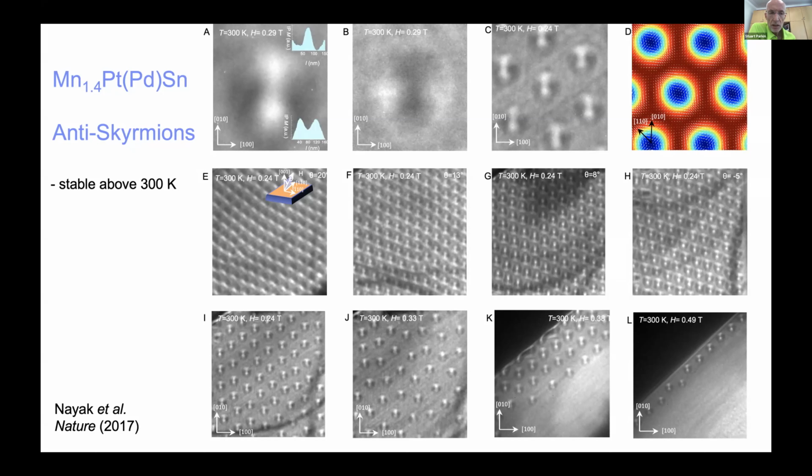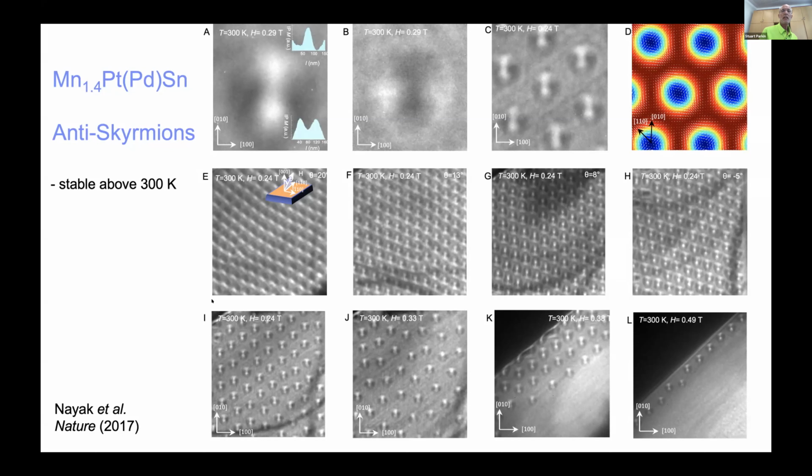And originally, there was some incorporation of palladium. It wasn't fully platinum. It was 90% platinum, 10% palladium, although subsequently in crystals without palladium, we can see the same results. And now we've also seen in manganese 2 rhodium tin very similar anti-skyrmion structures.